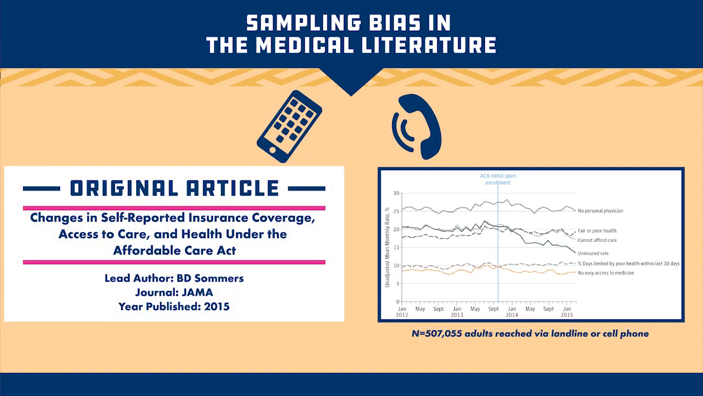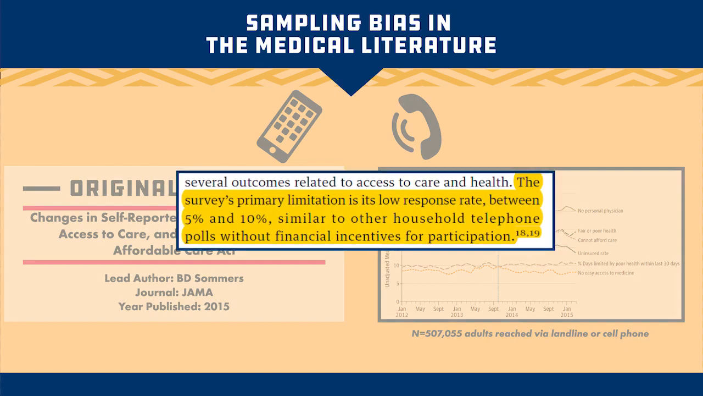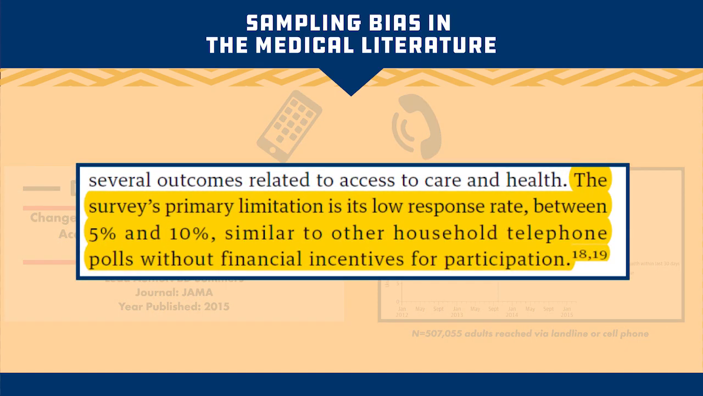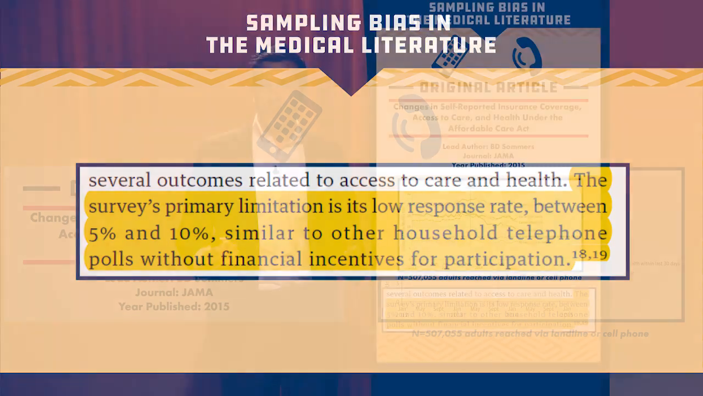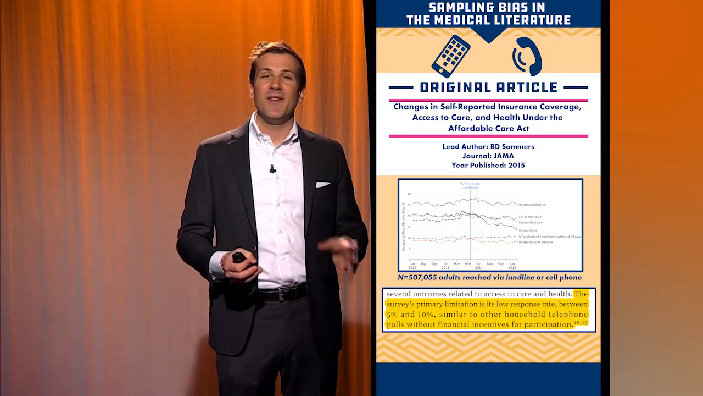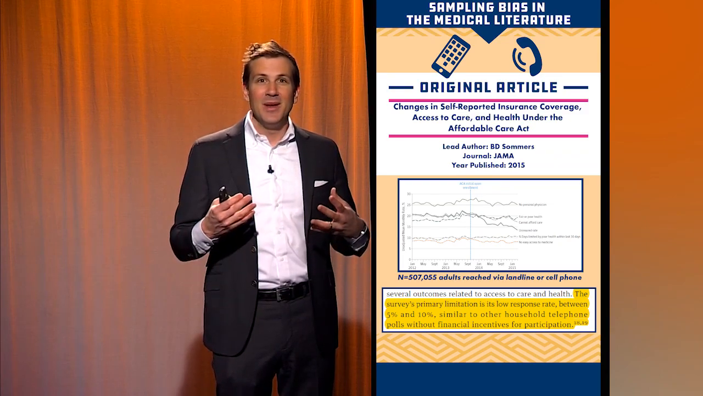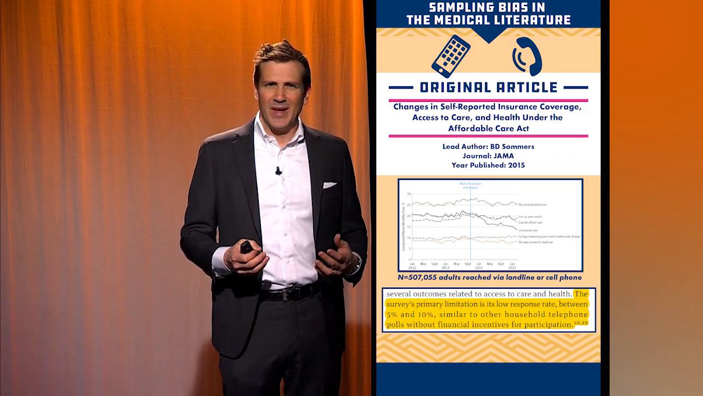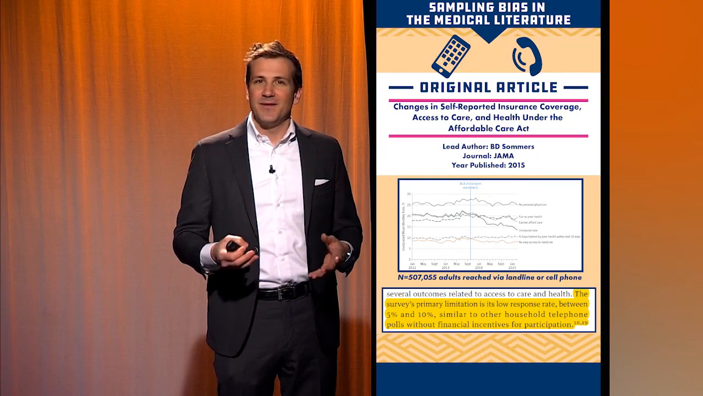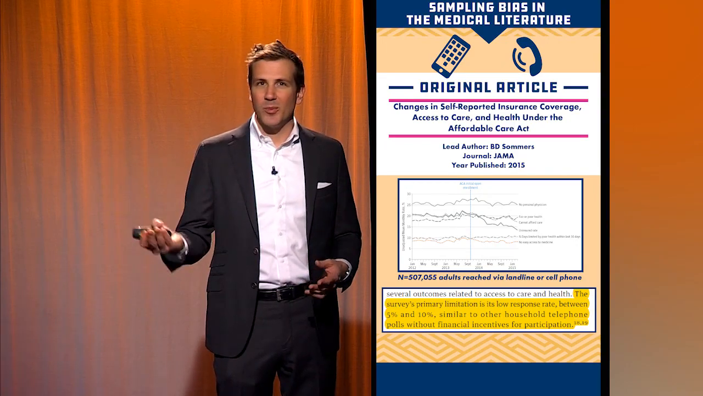But there's a problem here, and if you read into the methods, you see it. They say, quote, the survey's primary limitation is its low response rate between 5 and 10%, similar to other household telephone polls without financial incentives for participation. In other words, they called a bunch of people and only 5 to 10% gave them an answer to their survey. And we are asked to believe that this 5 to 10% is reflective of the broader population somehow.